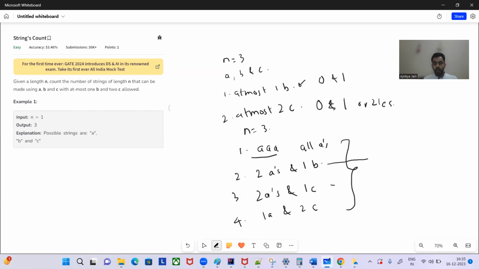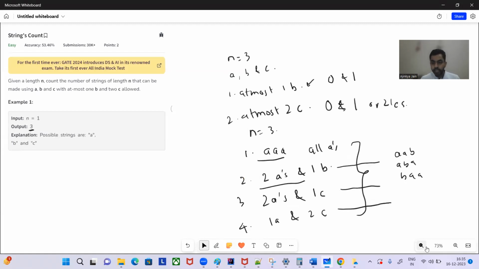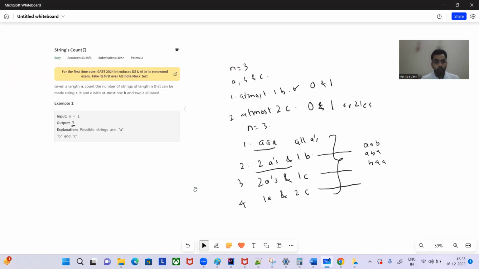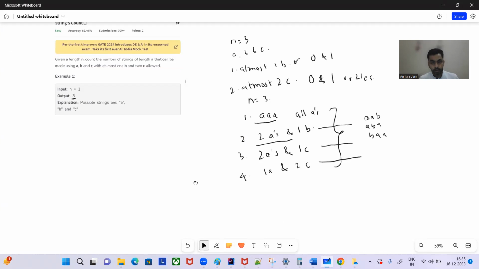Definitely all of these can make multiple combinations of strings. For example, if we take two A's and one B, the placement can be AAB, ABA, or BAA. There can be multiple combinations, so we have to output the number of combinations with A, B, and C with the given conditions. The expected time complexity here is O(1), and space complexity is also O(1). So how can we achieve this constant time and space complexity?